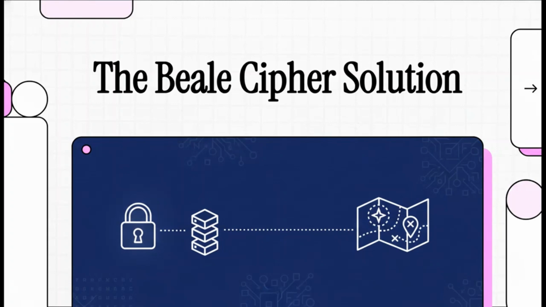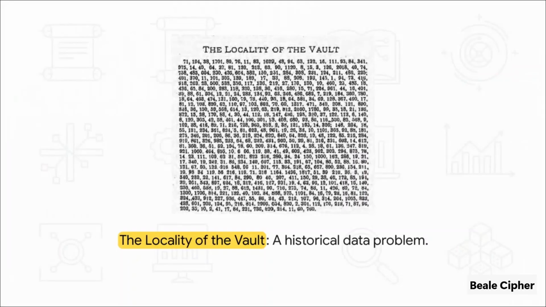We're breaking down a brilliant, falsifiable model that literally turns historic legend into a testable geographic reality. Take a look at this sample of the original Beale Cipher data. It looks like pure random noise, right?